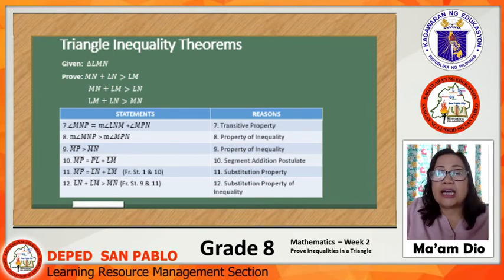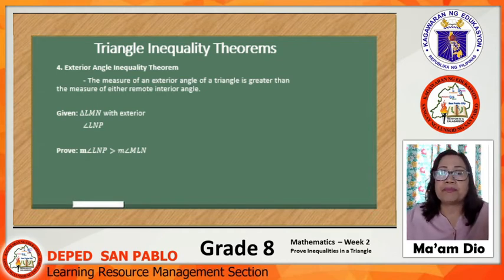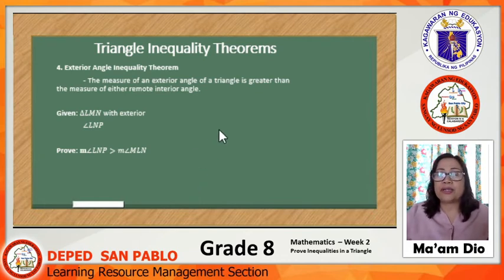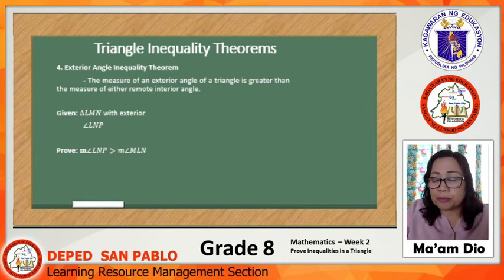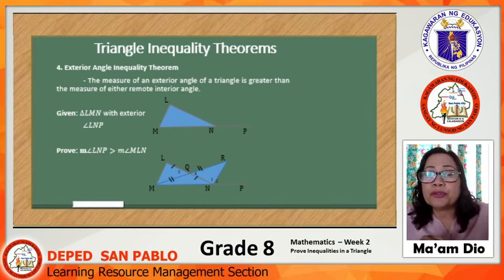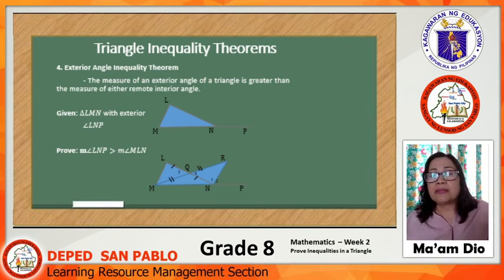Now let's proceed to our next triangle inequality theorem, which is called the exterior angle inequality theorem. It says that the measure of an exterior angle of a triangle is greater than the measure of either remote interior angle. Now let's have this as our example or our proof. Let's assume that we are given triangle MLN with exterior angle LNP. We are to prove that the exterior angle LNP is greater than the interior angle MLN.